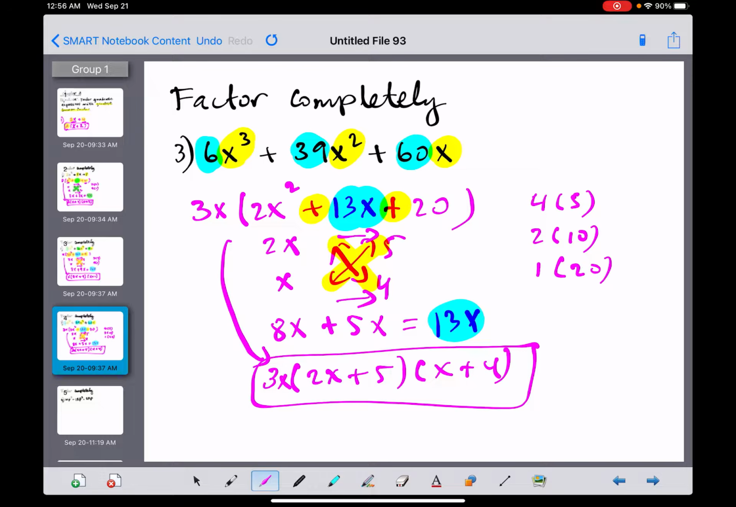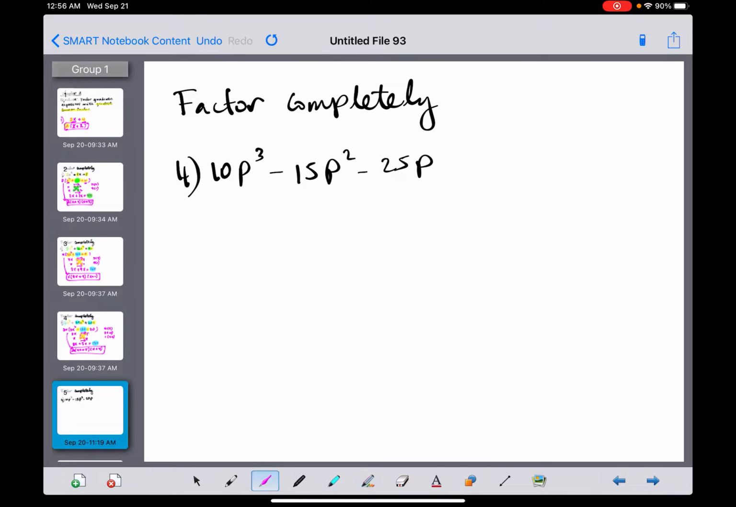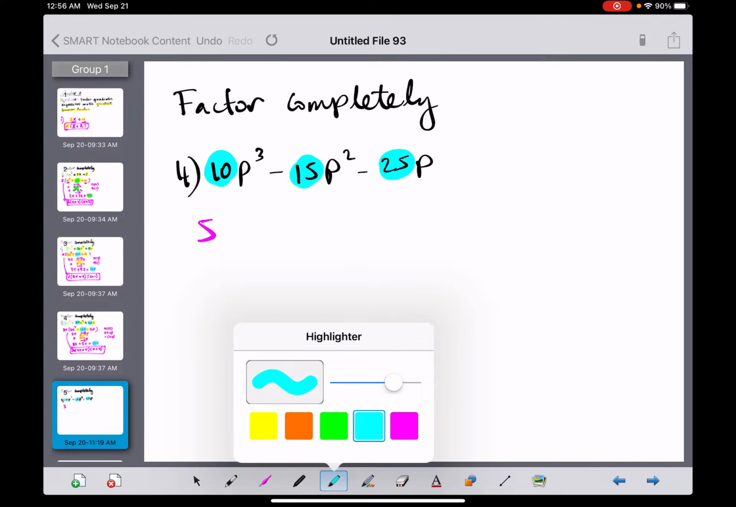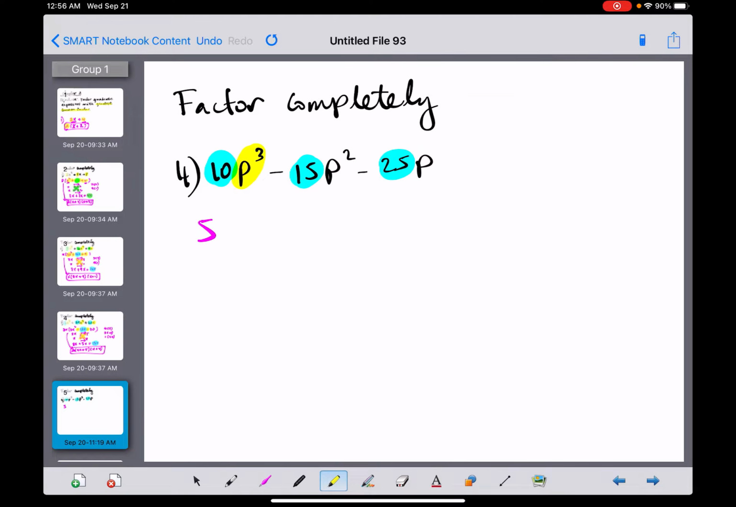Okay, let's look at number 4. Number 4, let's look at the numbers. We have 10, we have 15, and 25. That tells me I have a 5 in common. And then for the letters, we have p cubed, p squared, and p. That means we have a p in common. So the greatest common factor is 5p. So here we're going to factor out 5p. So that's going to give us 2p squared minus 3p minus 5.